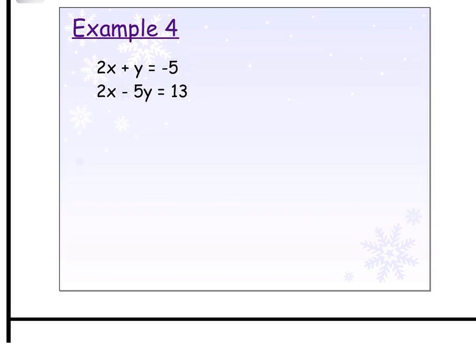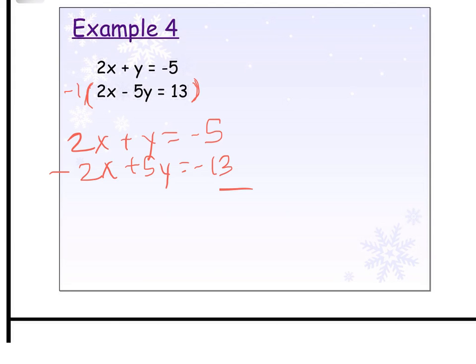Okay, here's another example of where we have to multiply either the top or bottom equation by something so it matches up. I do have a 2x and a 2x, but remember I like one to be negative. That way they cancel out nicer. So I have 2x plus y is equal to negative 5 for my top equation. Now my bottom equation I'm going to multiply by negative 1, and I have to multiply everything inside by negative 1. So I get negative 2x plus 5y is equal to negative 13.